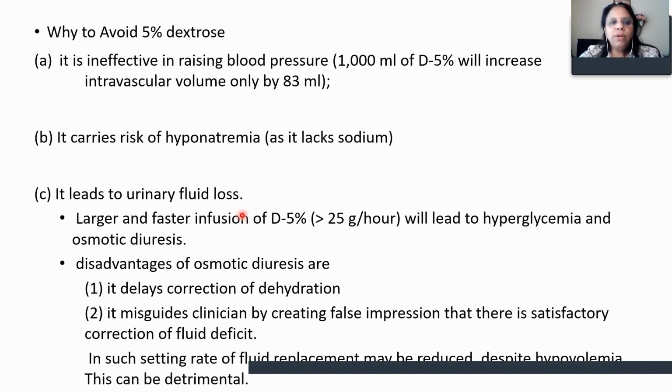It leads to urinary fluid loss, where a large and faster infusion of 5% dextrose will lead to hyperglycemia and osmotic diuresis. So that's not good. Disadvantages of osmotic diuresis are that it delays the correction of dehydration. It misguides the clinician by creating the false impression that there is satisfactory correction of the deficit. In such a setting, the rate of fluid replacement may be reduced despite hypovolemia, and this can be detrimental. So you better not give dextrose in situations of severe shock.